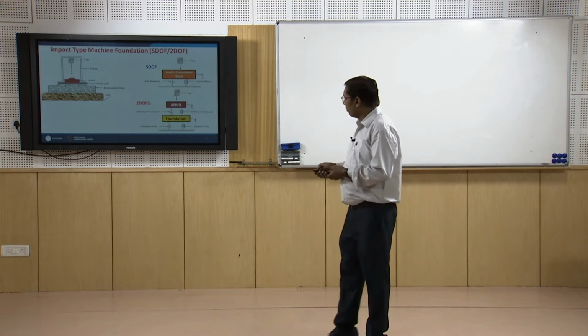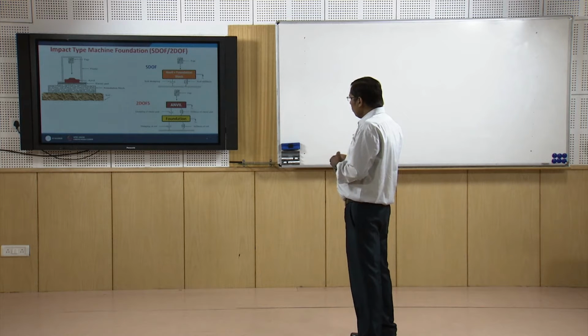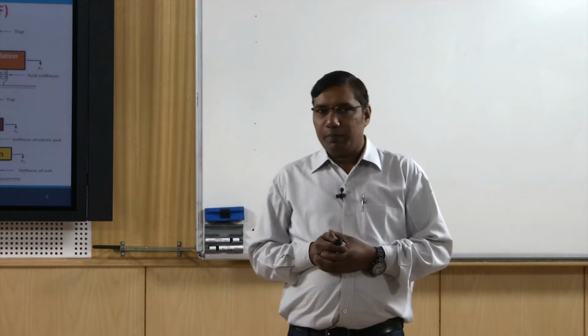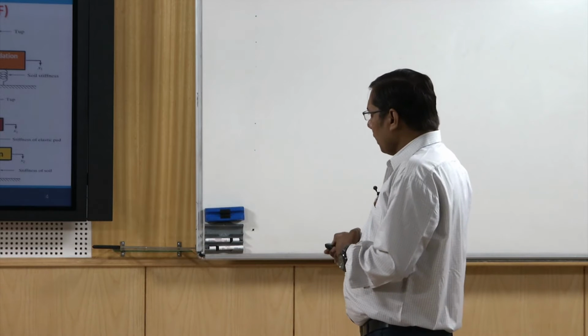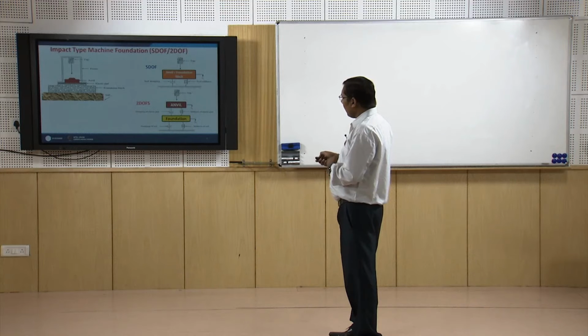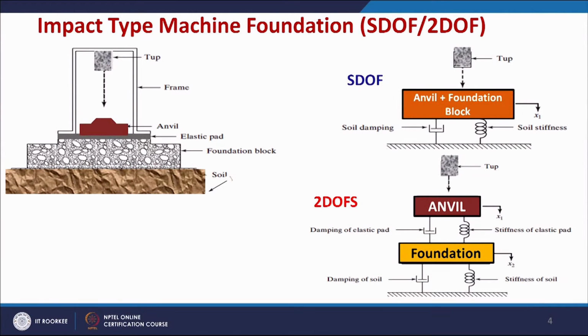Now we can increase the degrees of freedom by adding more components and more details. For example, here we have introduced the damping and stiffness of the elastic pad, because the elastic pad will have some stiffness and some damping. Therefore, we have introduced this because it is between the anvil and foundation block. Moreover, here the foundation is now another mass, and then there is damping of soil and stiffness of soil.